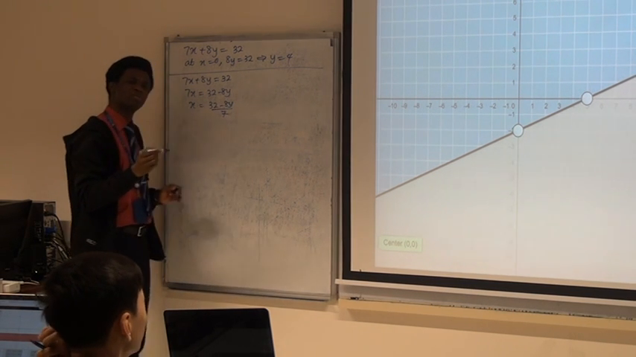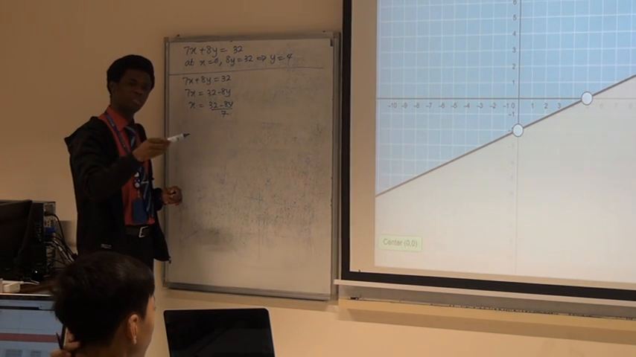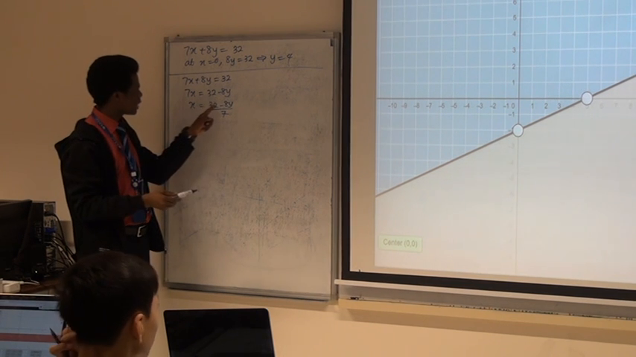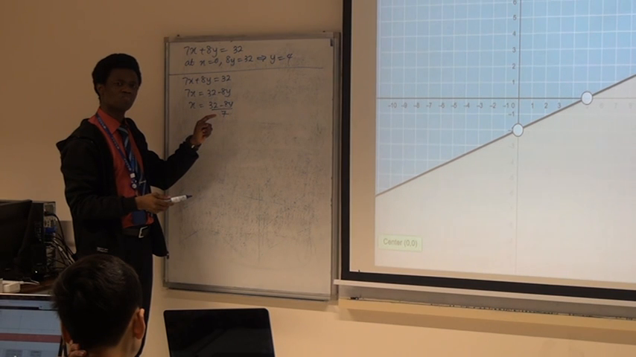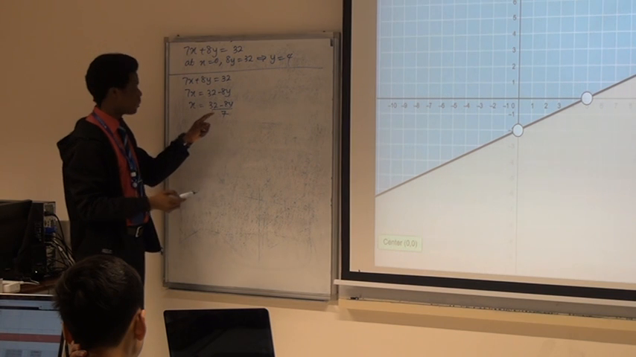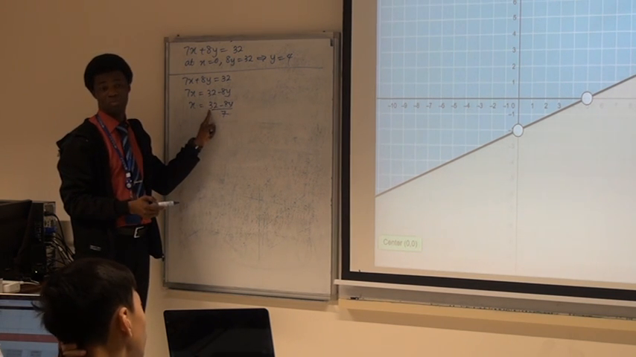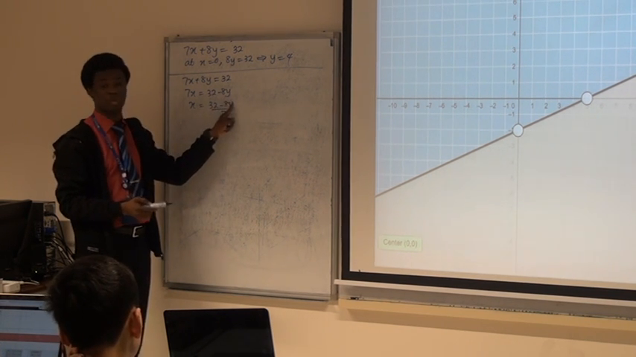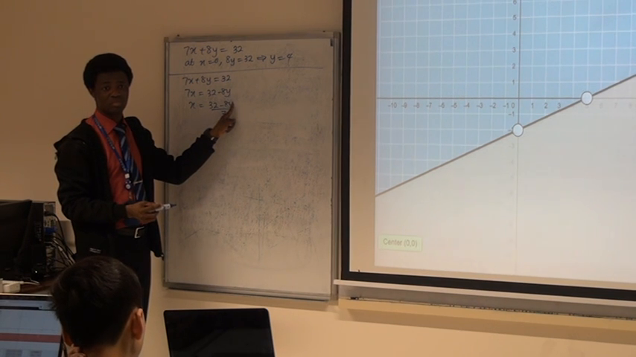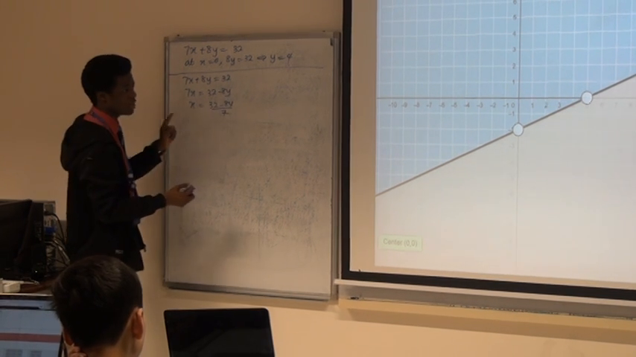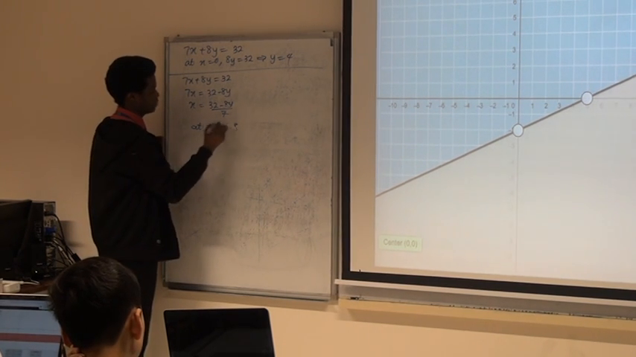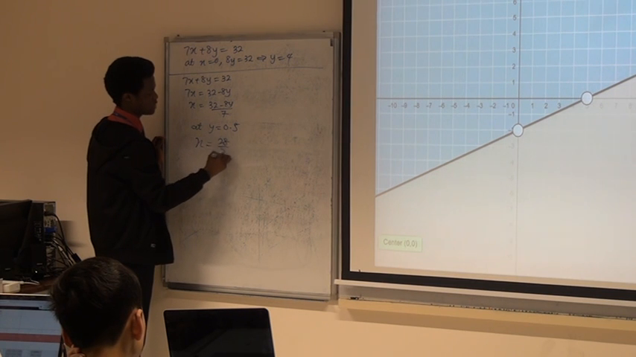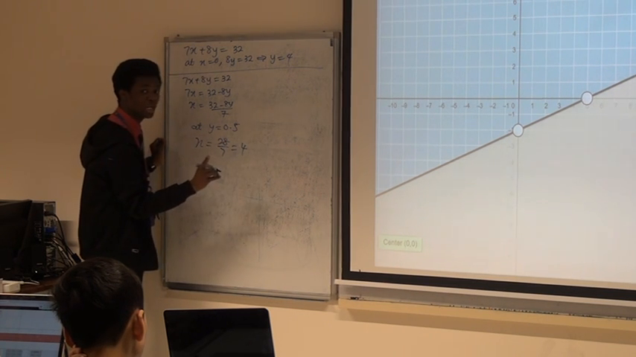So what are the multiples of 7? 7, 14, 28. Is there a way I can get 28 from here? After 28, I can have 35, right? But I can get 28 if I subtract 4. How do I subtract 4? This has to be 0.5. Right? If I make y to be 0.5, at y equals 0.5, I get x is equal to 28 over 7, which is 4. Do you understand that?